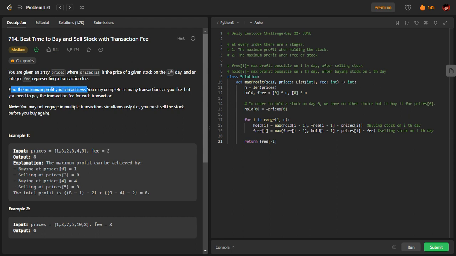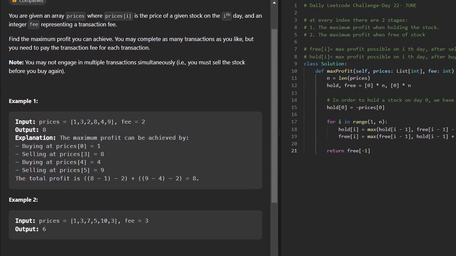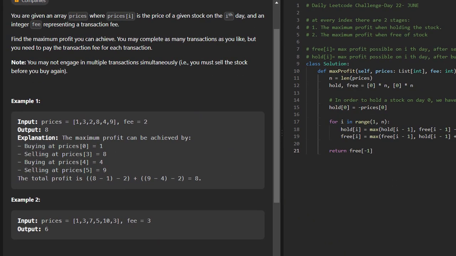Find the maximum profit you can achieve. You may complete as many transactions as you like, but you need to pay the transaction fee for each transaction. One very important point is that you may not engage in multiple transactions simultaneously. What it means is, you must sell the stock before you buy again. There are some underlying principles here which are not mentioned as such, but you will understand them as you try to clear the test cases.